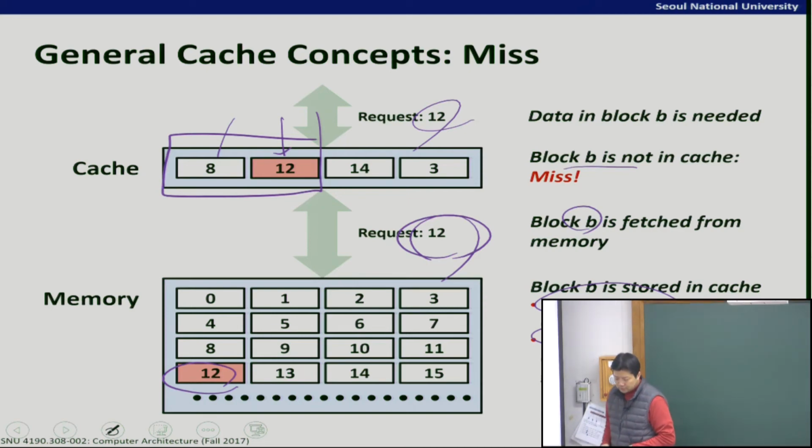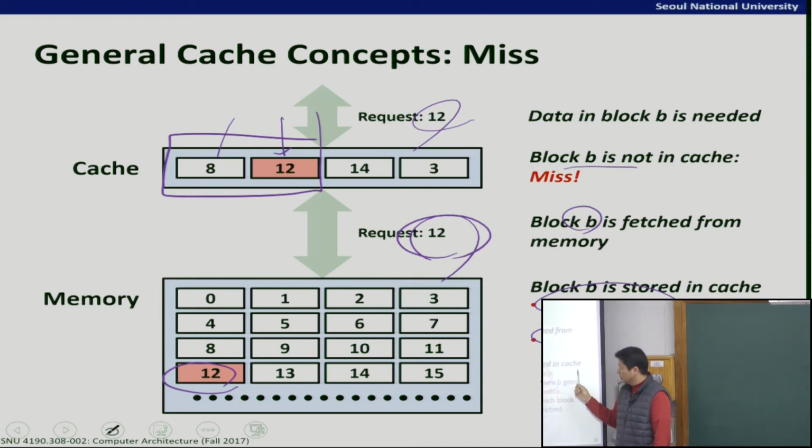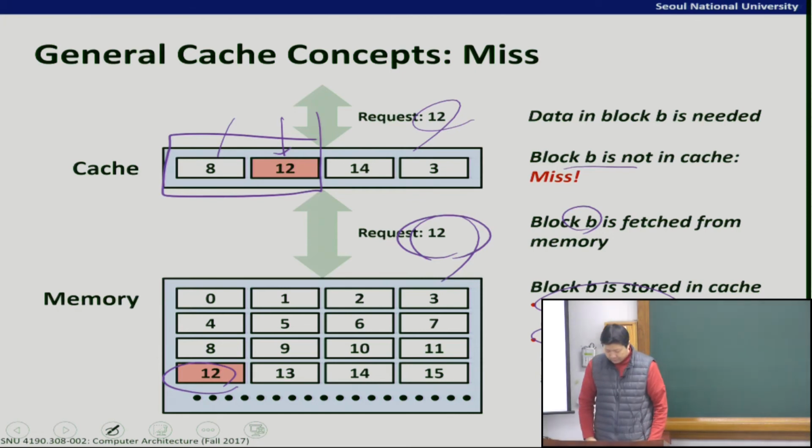So these two are important design decisions for a cache. The placement policy determines where this B can go, some subset of blocks where the new block can go, and the replacement policy determines which specific block will be kicked out among those candidates. So you have to determine these two design issues.